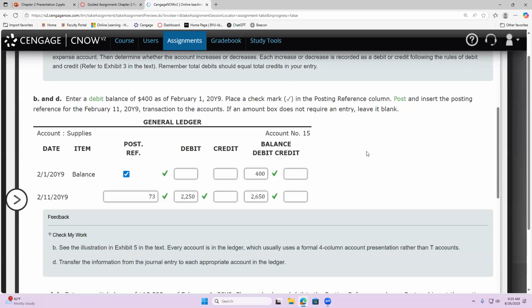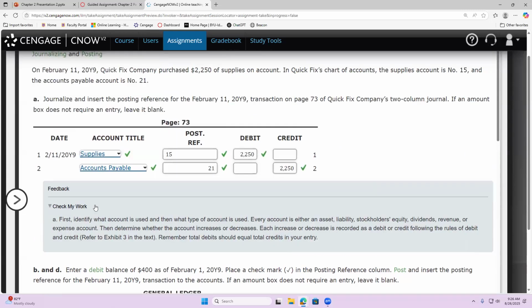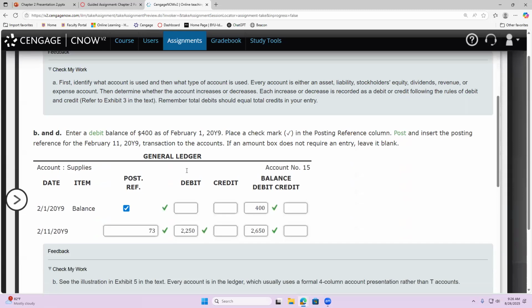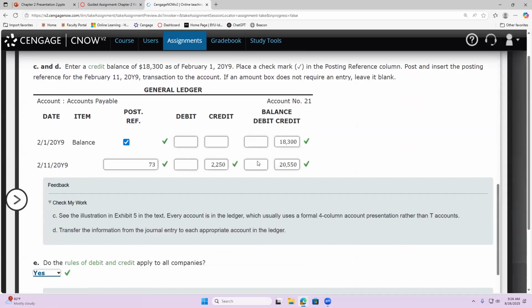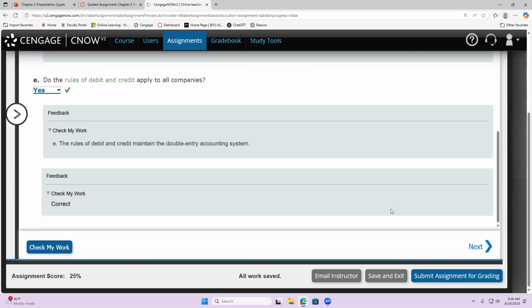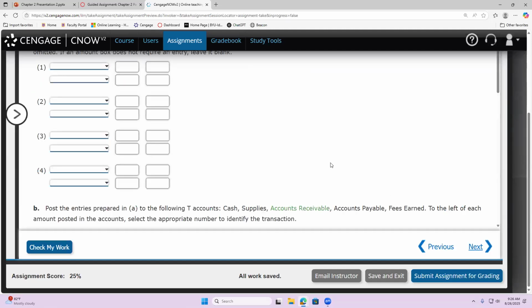And let me just walk through that really quick. So what we're saying is when we make our journal entry, we're saying we're going to post supplies to 15, which is the section of the ledger where the supplies account is. And we're going to post accounts payable to 21, which is the section of the ledger that accounts payable is in. And then when we come down to these ledger entries, we're saying, I made this journal entry on page 73. It's meant to allow anybody looking at the books to go back and find what page that was on, right? So that's probably the most confusing part to my brain. So I just don't do that anymore in the real world. All right.